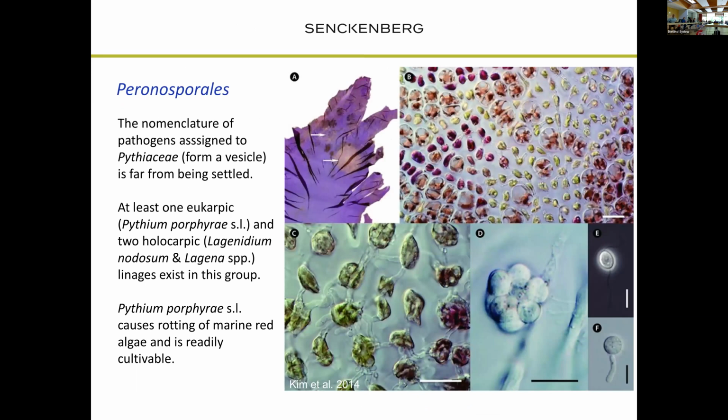Within the Peronosporales, we have one eukaryotic species, at least one, which parasitizes algae, in this case Porphyra and Pyropia, and this is Pythium porphyrae. And then we have some additional ones in there. Pythium porphyrae is causing great harm to algal farming in the Pacific, but also increasingly in other areas where Porphyra is grown.